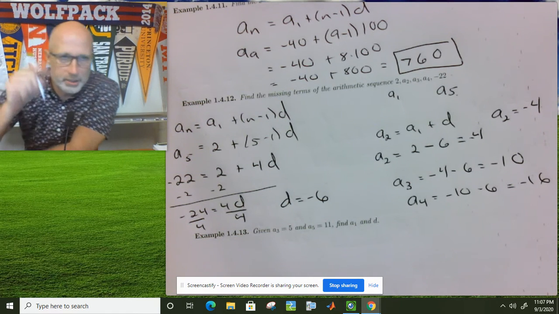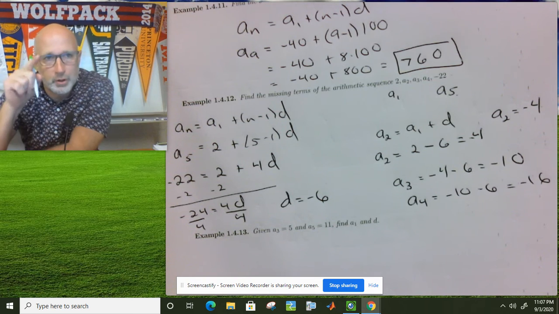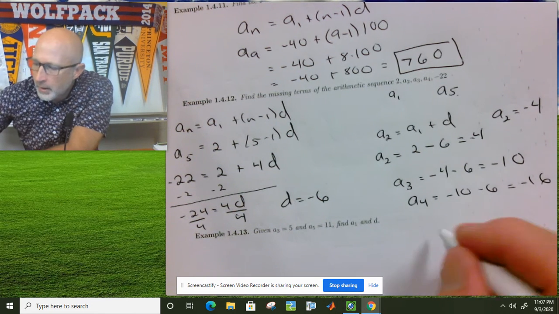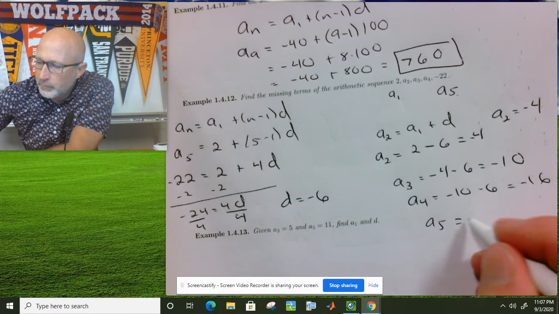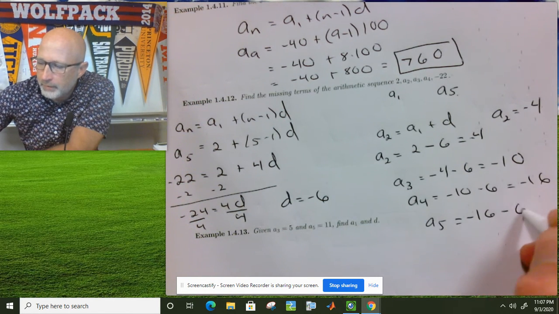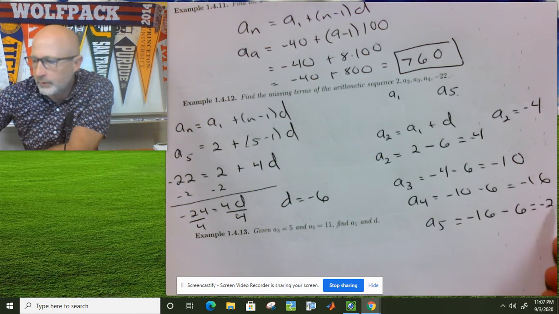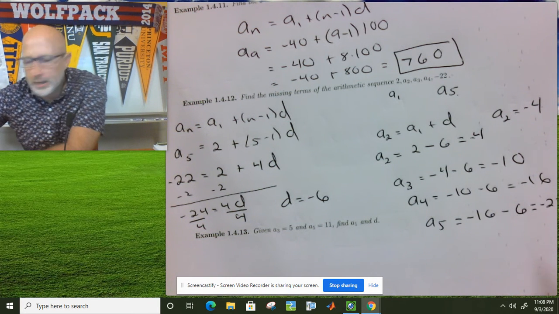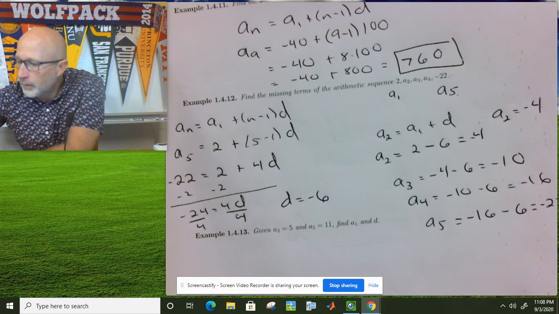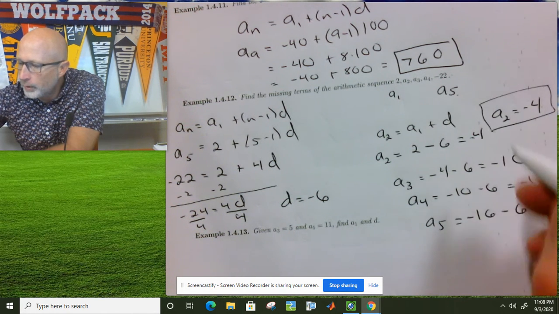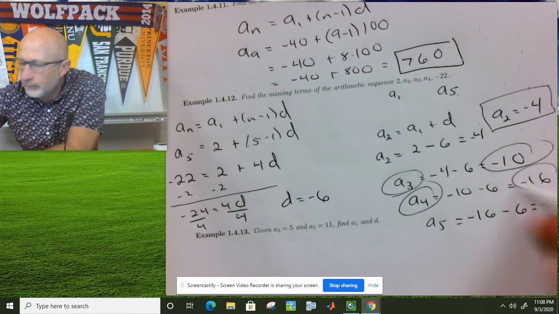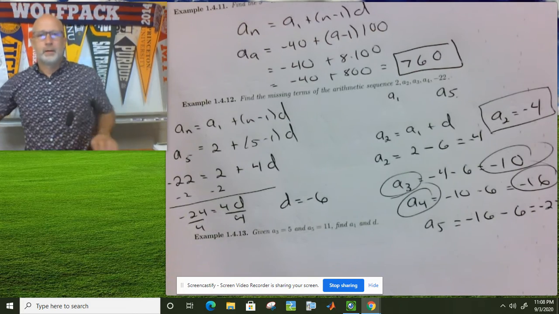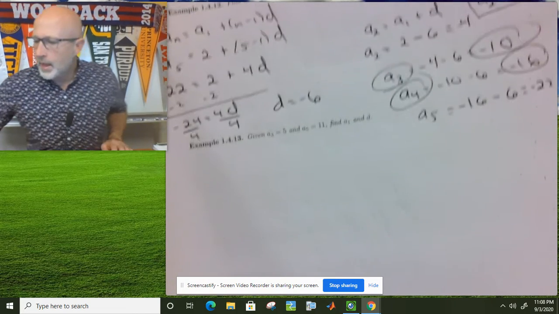And if I wanted to go further, I don't need to, but I just want to show you that we're on the right path. A of 5, which I know is negative 22, is equal to negative 16 minus the common difference, which is 6, which is negative 22. Okay, so we got everything right. Okay, so A2 is negative 4, A3 is negative 10, A4 is negative 16. Okay, and then the last one.